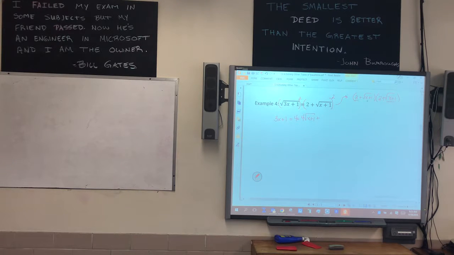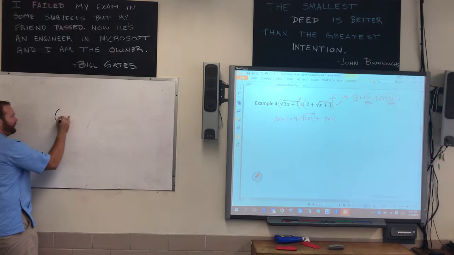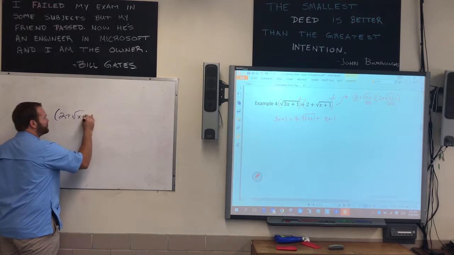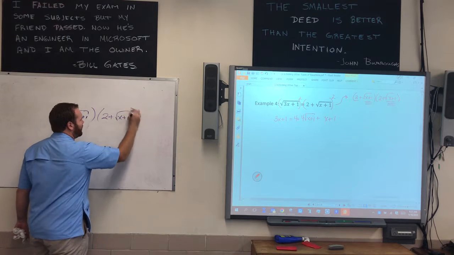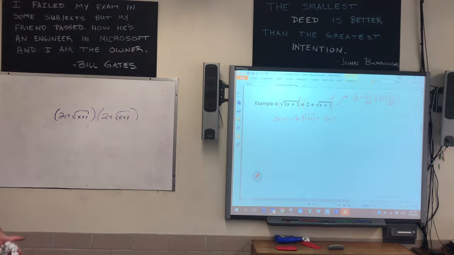And multiply last times last, so I take root x plus 1 times root x plus 1, and that's just going to leave me with x plus 1, right? An option that you guys have here, because you might think that, and this will be something that we do a lot with later on, but I think when looking at 2 plus root x plus 1 times 2 plus root x plus 1, I think that gets kind of ugly.